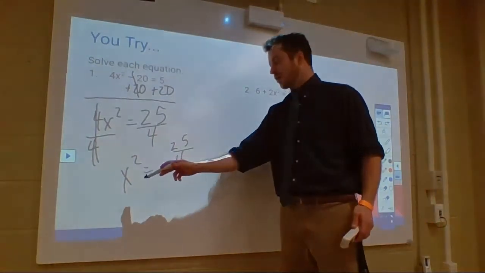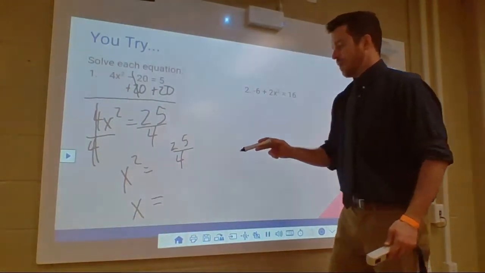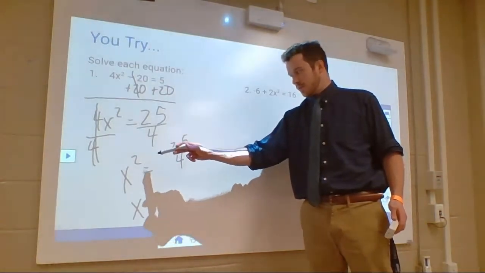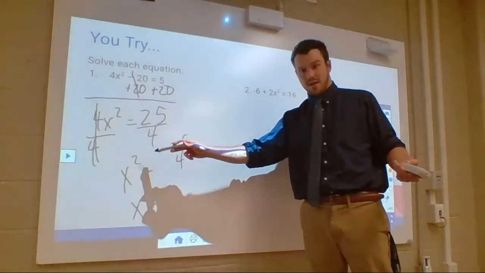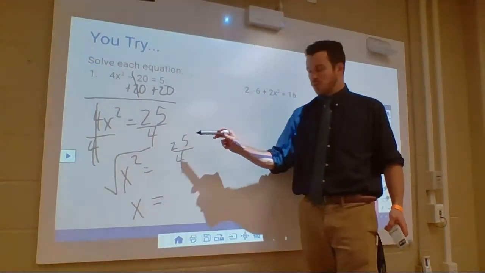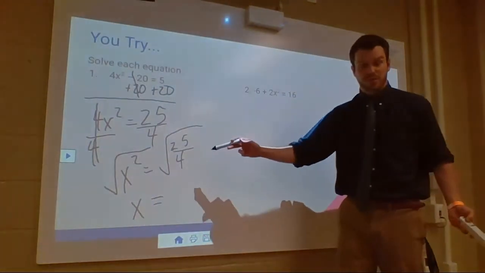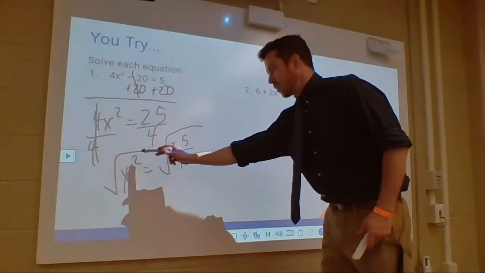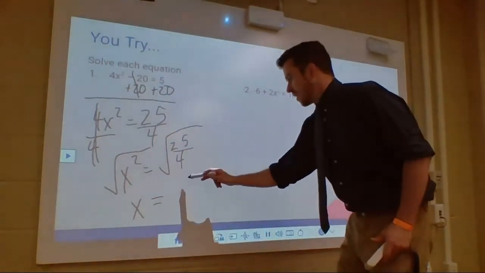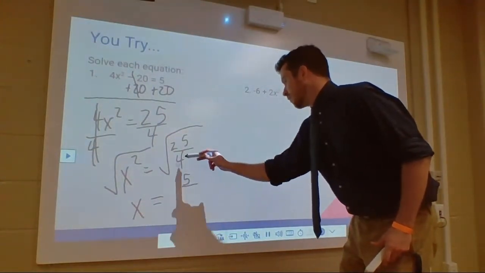So now my goal is to get x by itself. But we have an exponent right here, so the way to isolate x is to square root that giant. We're going to square root both sides of the equal sign. Whatever you do to one side, you have to do the other, right? So the square root of x squared is just x. The square root of 25 is 5, and the square root of 4 is 2.